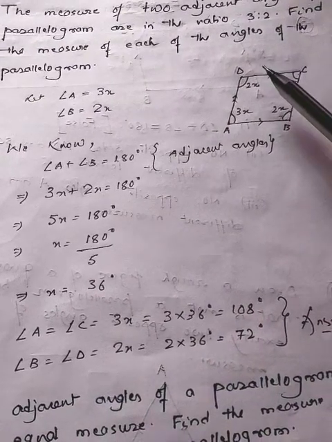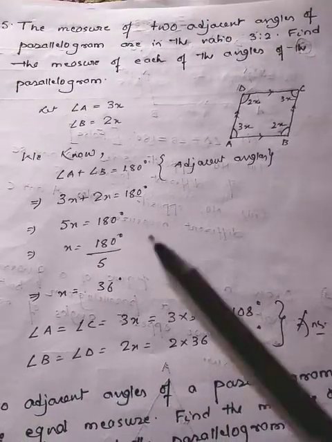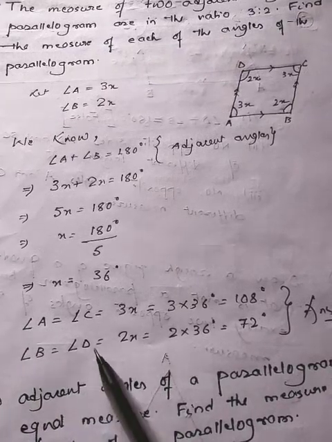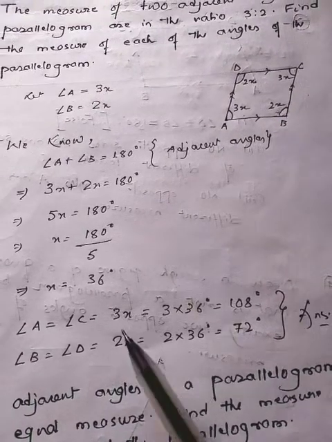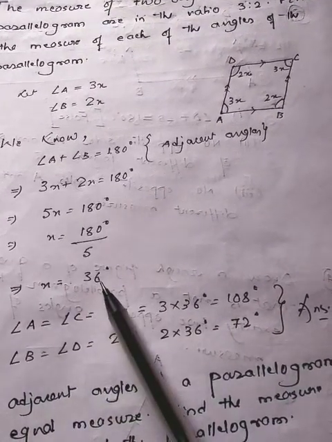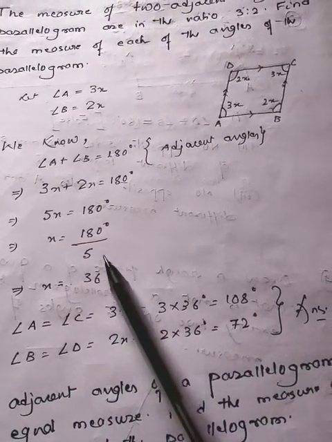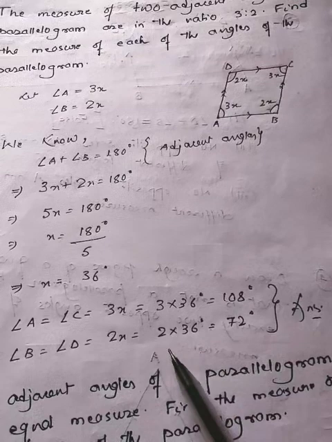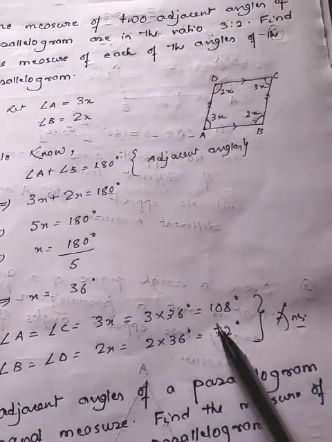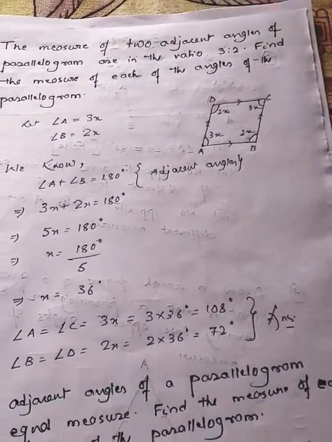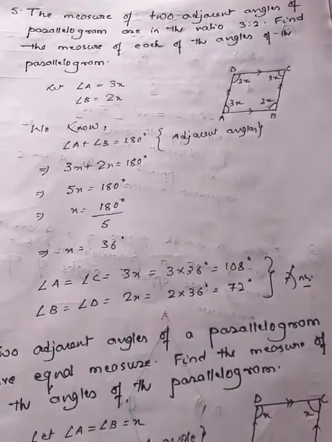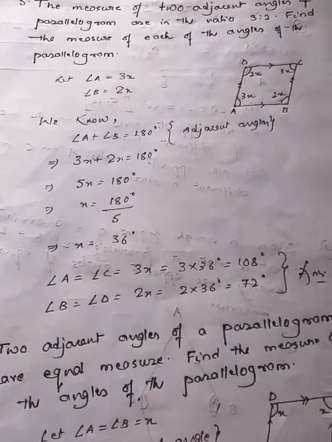Now similarly, angle D and angle B are also equal. So I have written angle B equals angle D. What does this measure? 2x, isn't it? What is the value of x? So we'll multiply 36 into 2. So 2 into 36 is 72 degrees. So these are the required values of all the angles of the parallelogram A, B, C, D.